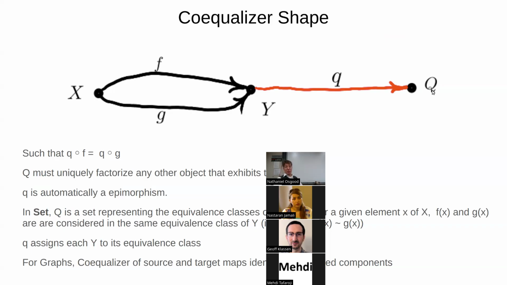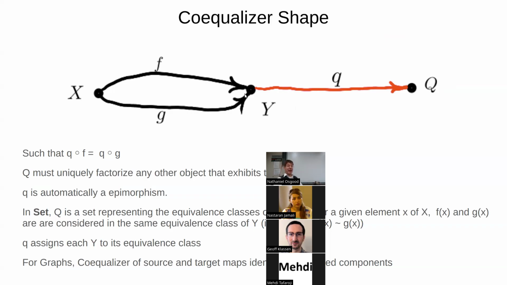So that makes sense, right? Because Q is the equivalence class of these things. So every one of them goes to some value of Q, right? So for Set, if these are all sets, this would be a surjection. Okay, but what you were saying, Mehdi, is extremely interesting.